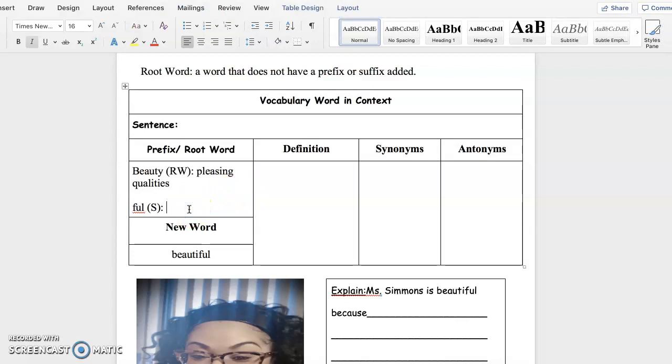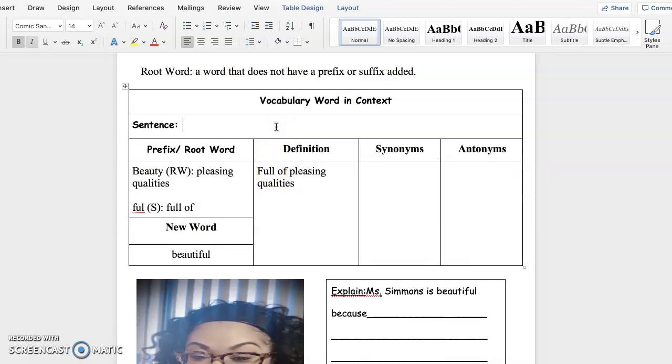So full means full of. So when we put those two words together, we have beauty and then we have full. I want you guys to notice that the Y changes to an I when we add this suffix, okay? Don't really know why. That's just the rule in English. Sometimes when we put suffixes at the end of words, the Y is going to change to an I, okay? It doesn't happen all the time, but sometimes it does. And so the new definition becomes beautiful means full of pleasing qualities, right? Qualities that are pleasing to the eye.